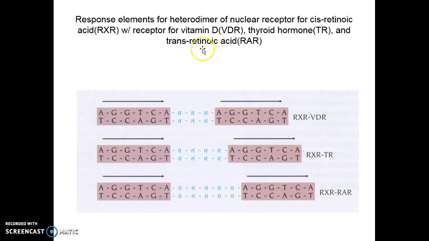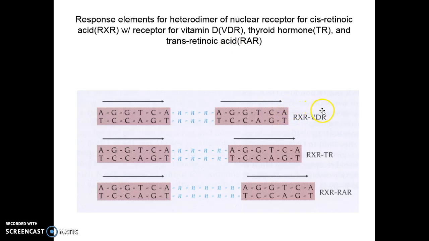Here, 3 different heterodimers: RXR and VDR, RXR and TR, and RXR and RAR. You can see the full name of each receptor. RXR actually stands for the nuclear receptor for cis-retinoic acid. VDR, receptor for vitamin D. TR, thyroid hormone receptor, and RAR, receptor for the trans-retinoic acid.